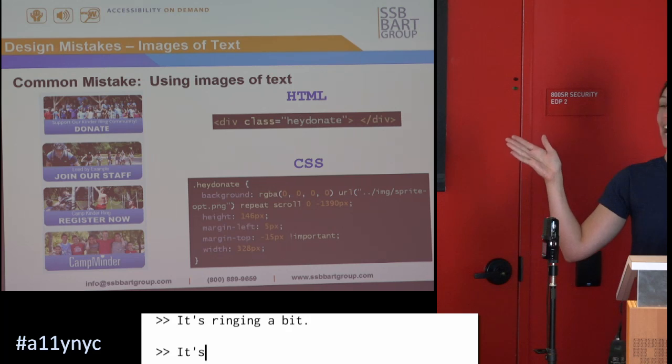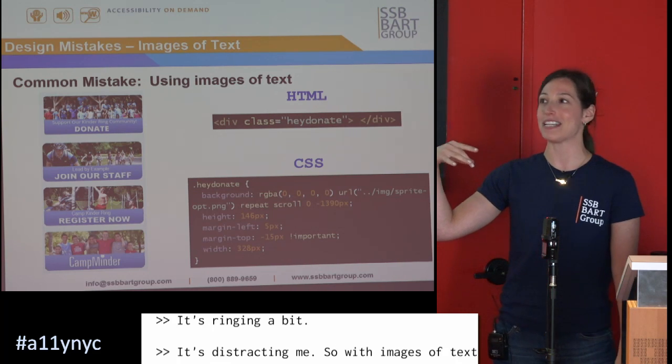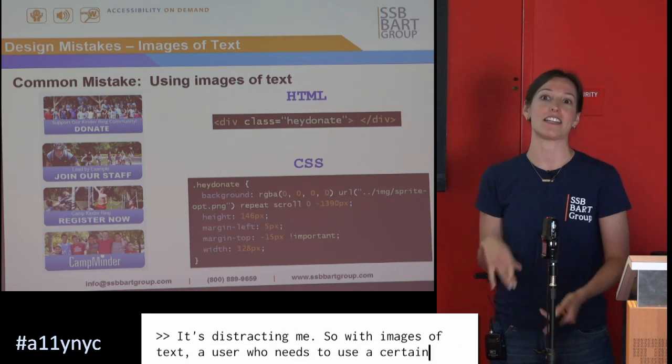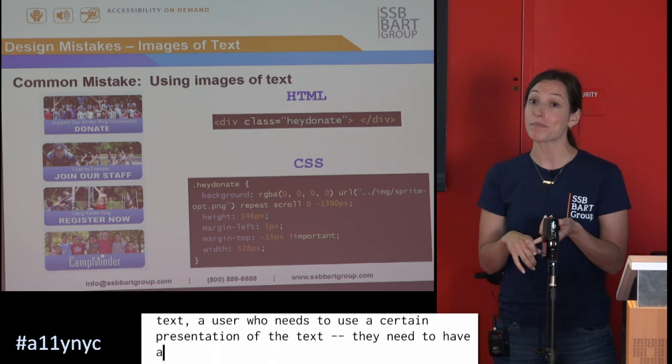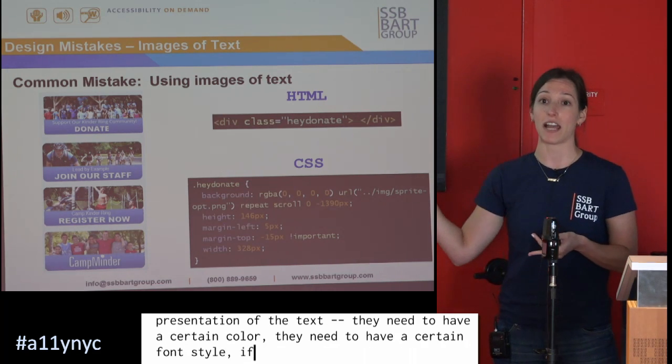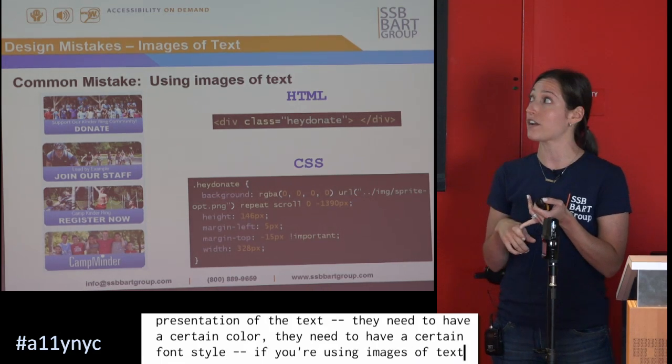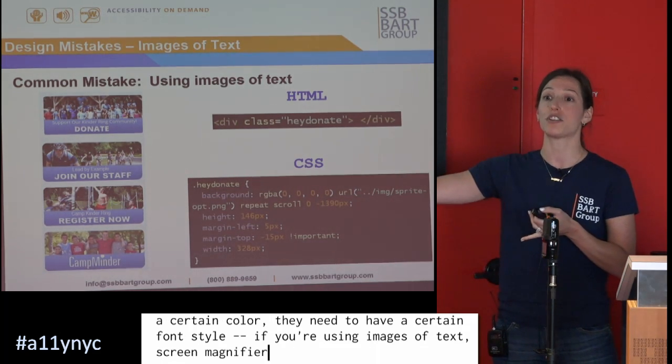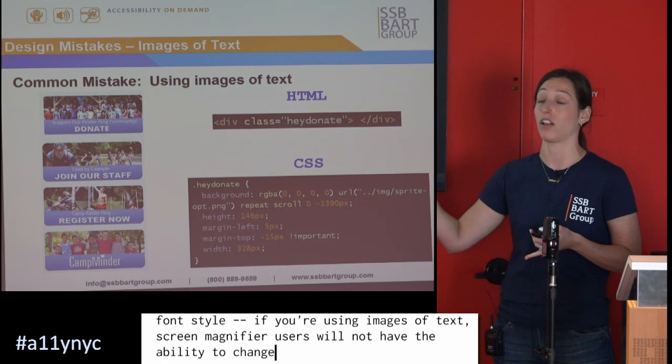So with images of text, a user who needs to use a certain presentation of the text, they need to have a certain color, they need to have a certain font style. If you're using images of text, screen magnifier users will not have the ability to change the font size or the font color.